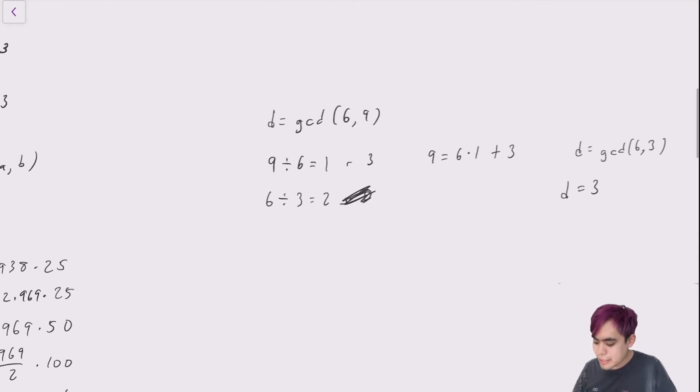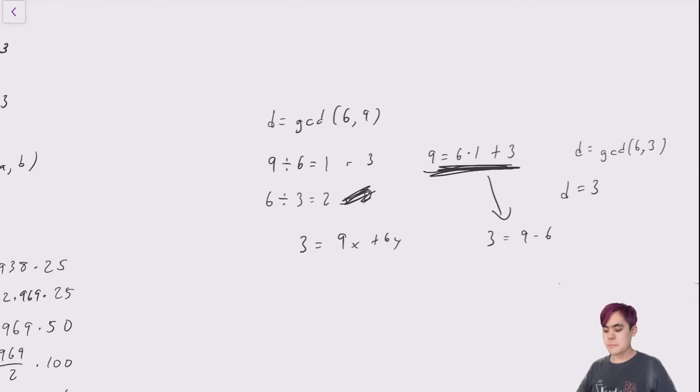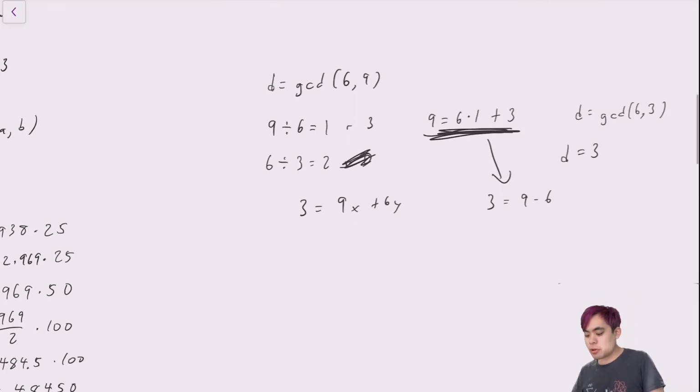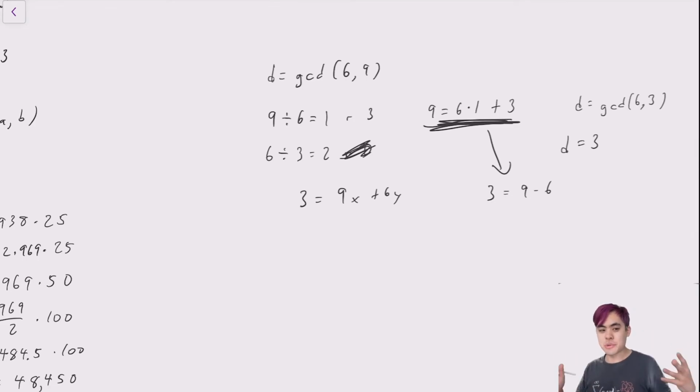Now, how do you write 3 as 9 times x plus 6 times y? We're going to make use of this formula and go backwards in our steps. Taking this formula, we can rewrite this as 3 is equal to 9 minus 6, and then we're done. That was a super simple example with very little of the confusing substitutions, because that's just immediate. So now let's make it a little bit harder.